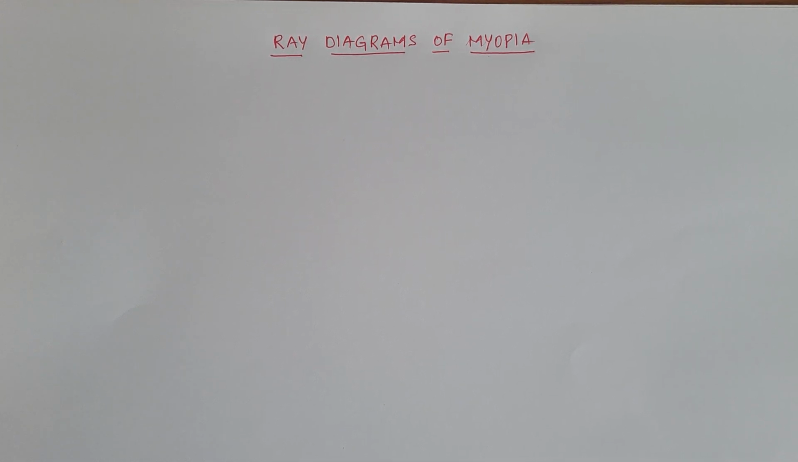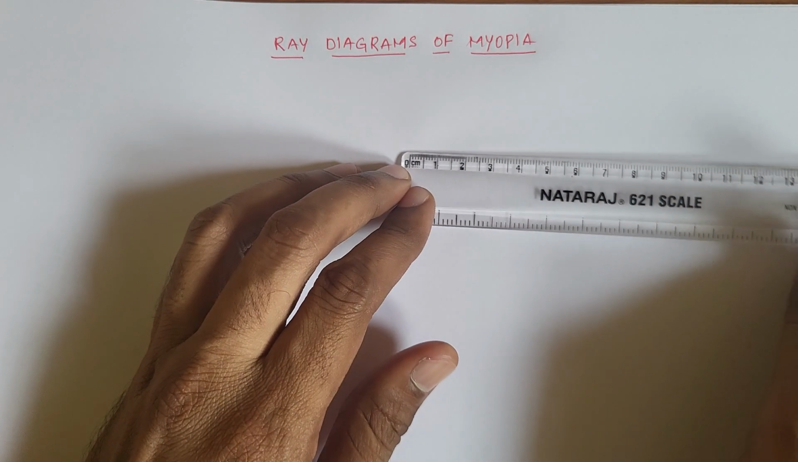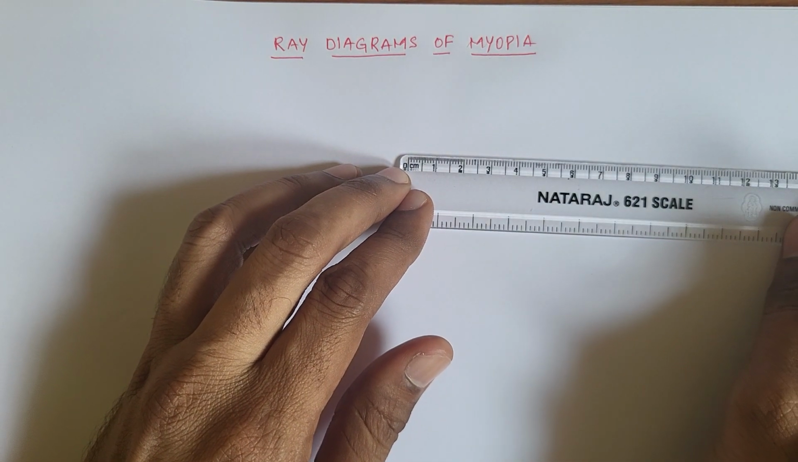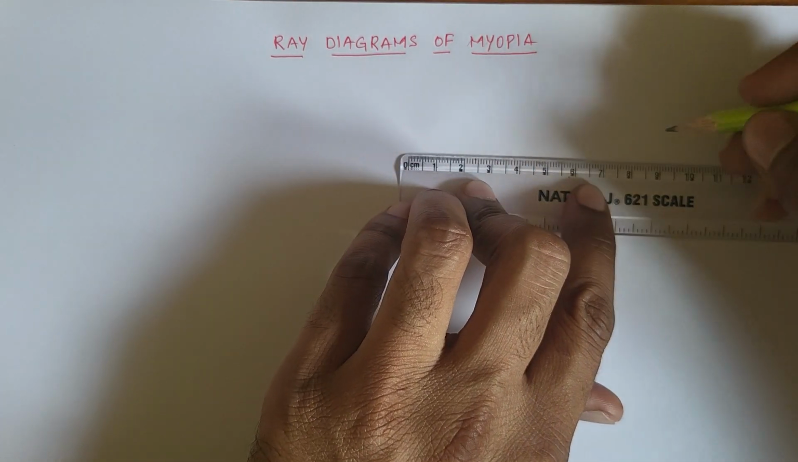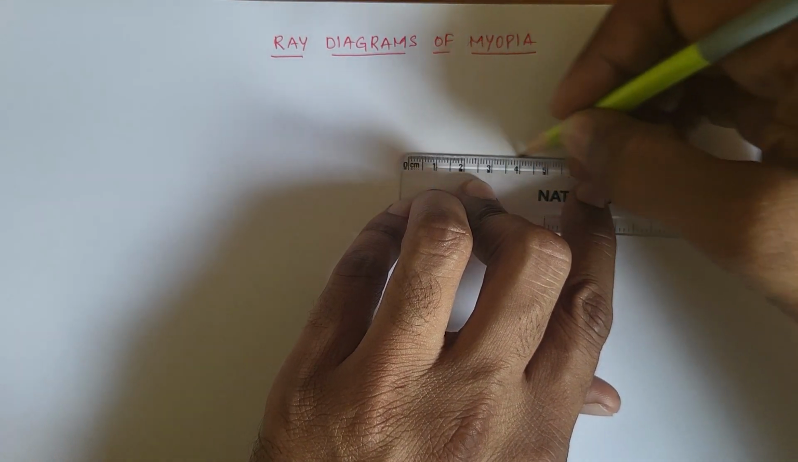In today's class, what we are going to study is how to draw the ray diagrams of myopia and hypermetropia perfectly with measurements. Okay, so to do that, first take a straight line of 9 centimeters like this.